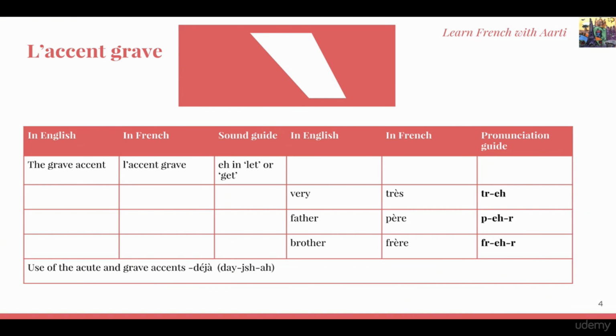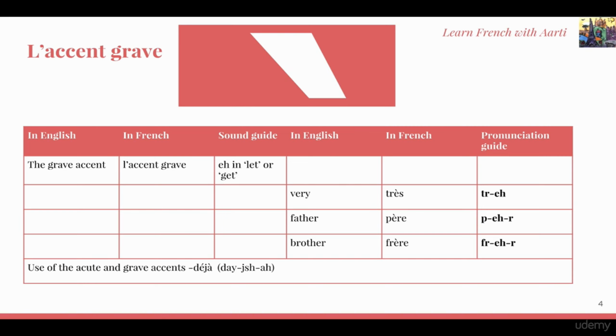The next accent is the grave accent, or in French, accent grave. This accent can be found on the letters A, E, and U. It goes in the opposite direction of the acute accent. It is a dash placed on the letter, and the dash starts from the right and goes upwards. Let's look at some examples.